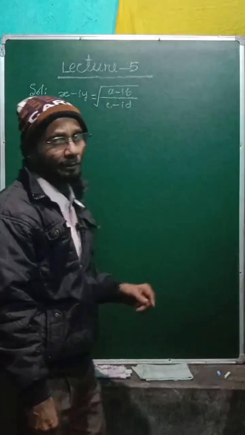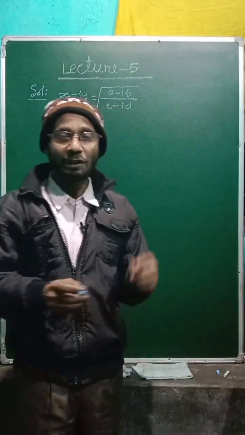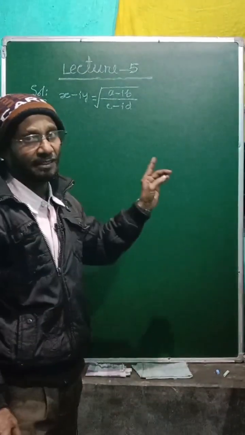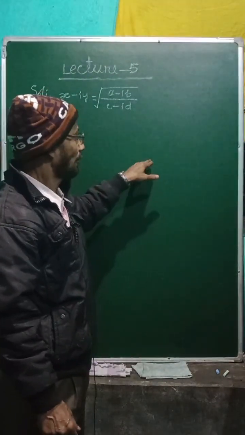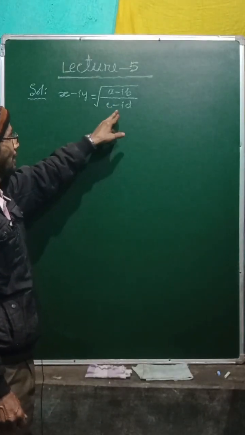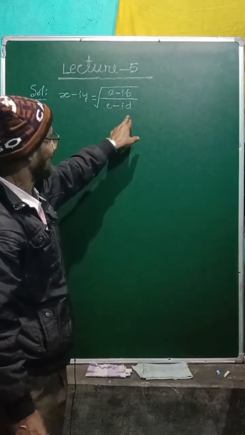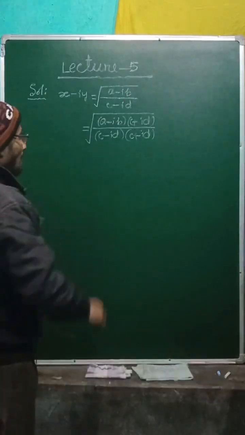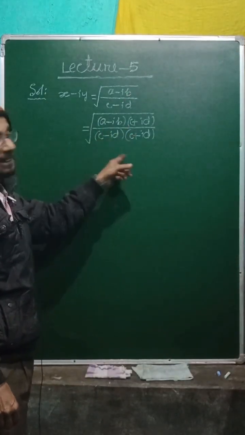In the solution of any complex number problem, we need to first convert the number into the simplest form of x plus iota y. In this problem, you must multiply the denominator by the conjugate, c plus iota d, and the numerator also by the same term. Now we should simplify the terms.